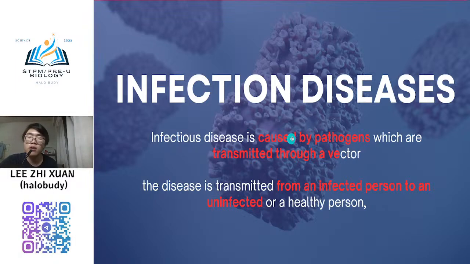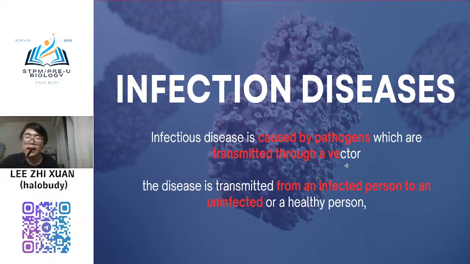this disease is caused by pathogens. The pathogens are like bacteria, virus, or parasite. All these 3 are pathogens. And these diseases are transmitted through a vector. So they are transmitted through something.